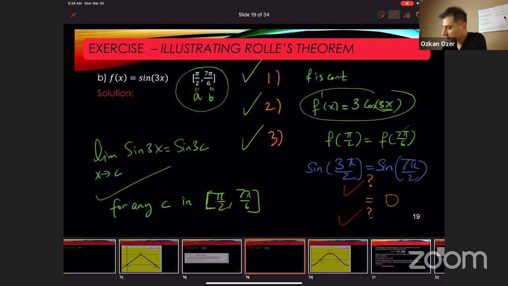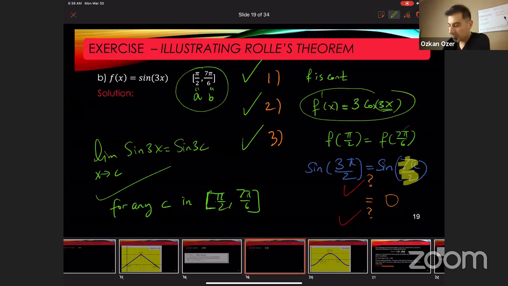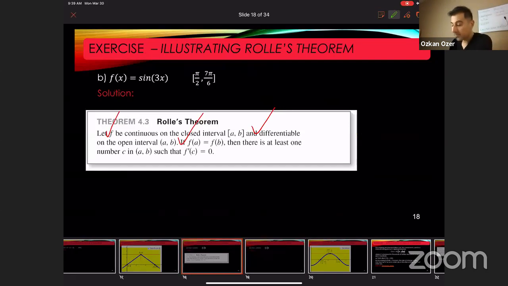So in other words, let me just write it here. So this part here, f of 7 pi over 6 is sine 3 times 7 pi over 6. Let me just use star here. So that's sine 7 pi over 2. All right. So it's guaranteed that f prime is going to be 0 at some interior point. So there's going to be a c in between pi over 2 and 7 pi over 6, for which f prime of c equals 0. Okay, let's find that c. Or c's. Let's see how many we have.